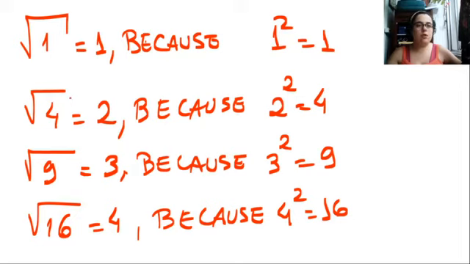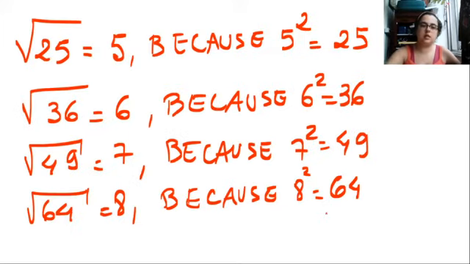The square root of 1 is 1 because 1 elevated to the second power is 1. The square root of 4 is 2 because 2 to the second power is 4. The square root of 9 is 3 because 3 elevated to the second power is 9. The square root of 16 is 4 because 4 elevated to the second power is 16.